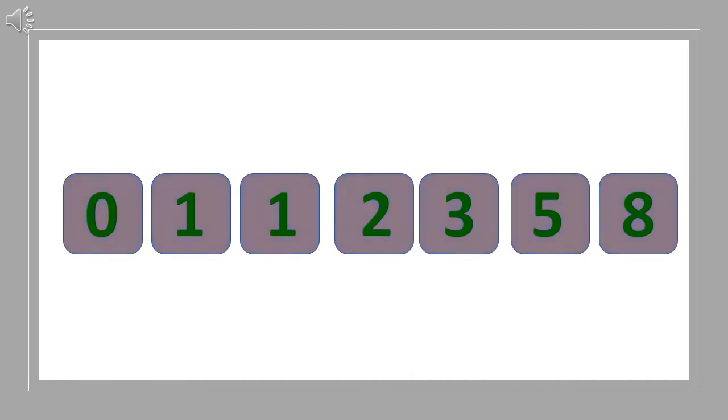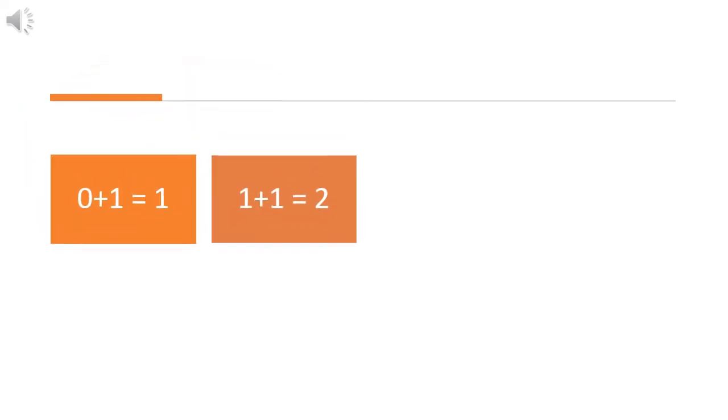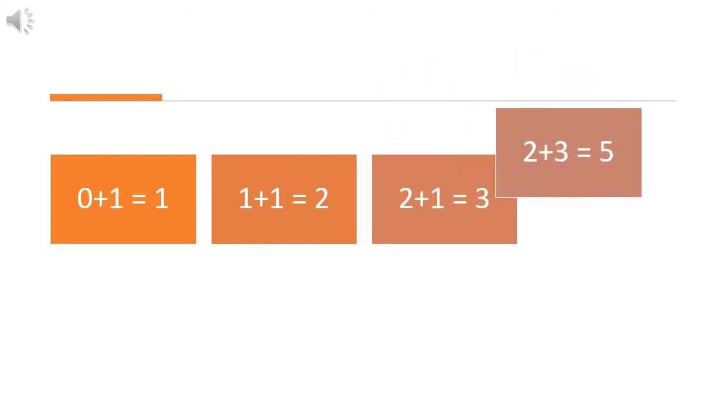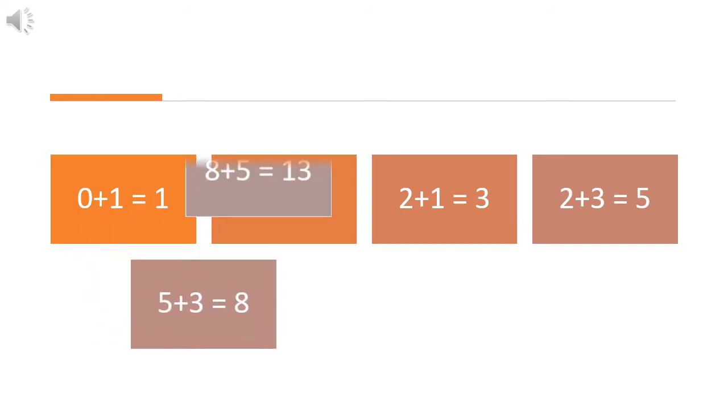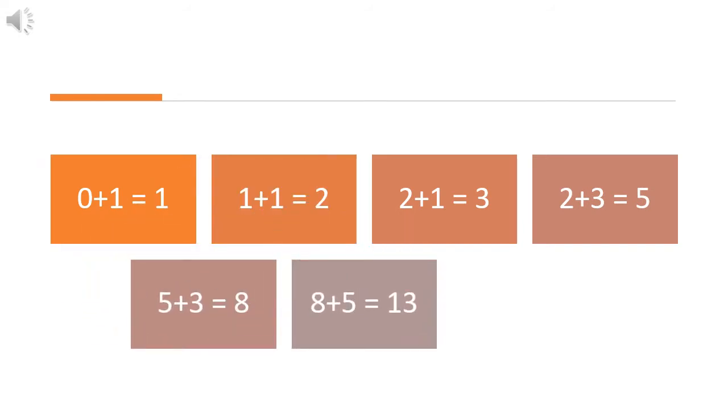In the Fibonacci sequence, the numbers are arranged as 0, 1, 1, 2, 3, 5, 8, 13, 21, and so on. 0 plus 1 is equal to 1. 1 plus 1 is equal to 2. 2 plus 1 is equal to 3. 2 plus 3 is equal to 5. 5 plus 3 is equal to 8. 5 plus 8 is equal to 13. It goes on and on.